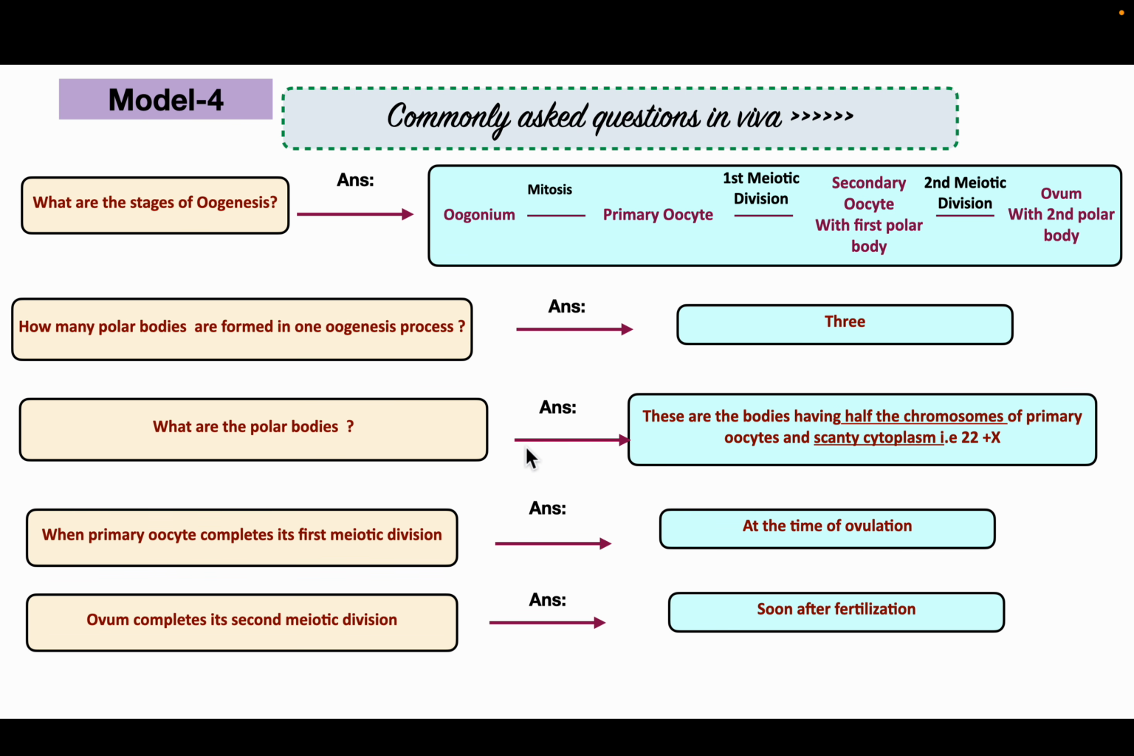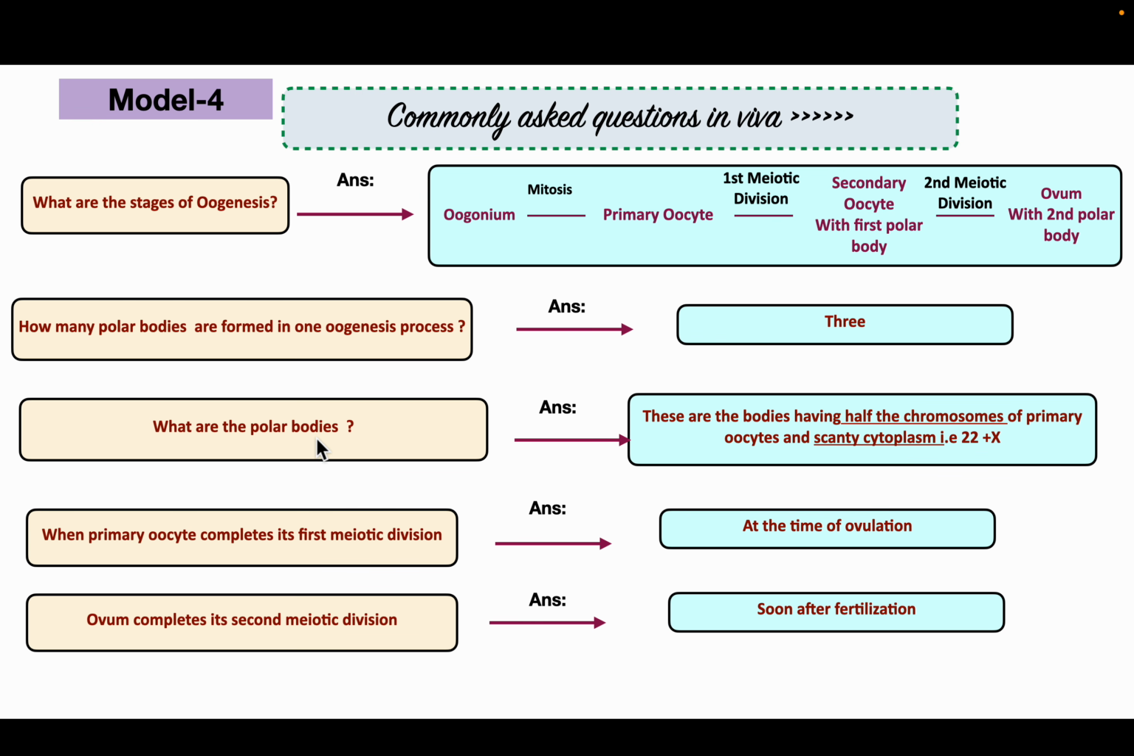Then, what are the stages of oogenesis? From ovogonium primary oocyte is formed, then secondary oocyte with first polar body, then ovum with the second polar body is formed. How many polar bodies are formed in one oogenesis process? That is 3. What are the polar bodies? These are the bodies having half the number of chromosome but scanty cytoplasm. So they are just for reducing the number.